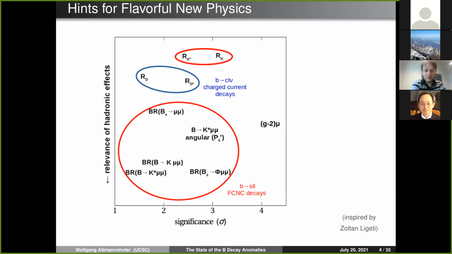And what I will argue later in the talk is that this pattern of discrepancies fits very well into a new physics picture.